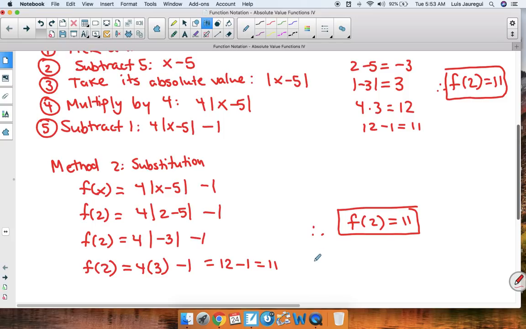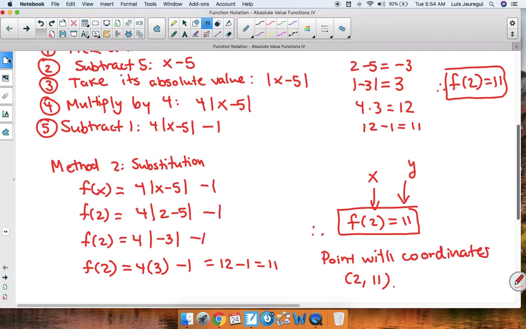Now, this allows us to come up with the point. So we are given the point with coordinates 2, 11. And how do we know that? Well, we know that because your input, or x value, happens to be 2, and your output, or y value, happens to be 11.